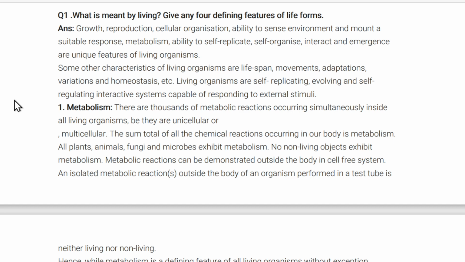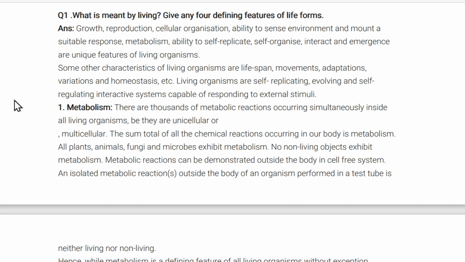Number 1. Metabolism. There are thousands of metabolic reactions occurring simultaneously inside all living organisms, be they unicellular or multicellular. The sum total of all chemical reactions occurring in our body is metabolism. All plants, animals, fungi, and microbes exhibit metabolism. No non-living object exhibits metabolism. Metabolic reactions can be demonstrated outside the body in a cell-free system.